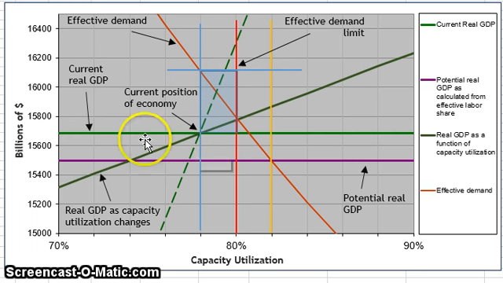So now what I'm going to do is drop the unemployment rate. And what that's going to do is the economy is going to grow. Capacity utilization is going to increase. And the current position of the economy is going to follow this dashed green line. Now when this solid green line, this solid green line, and the effective demand limit line all converge, you're at the effective demand limit.